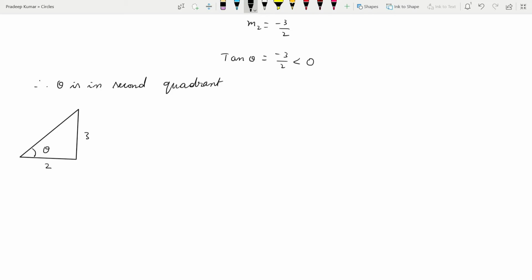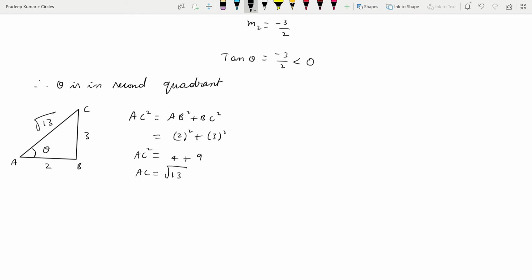If we have to find out the hypotenuse, we can use the Pythagoras theorem. If we write this triangle as ABC, then AC square equal to AB square plus BC square. AB is 2, so this is 2 square, and BC is 3, so this is 3 square. So we can write 4 plus 9, which is 13, as AC square. So AC equals root 13.